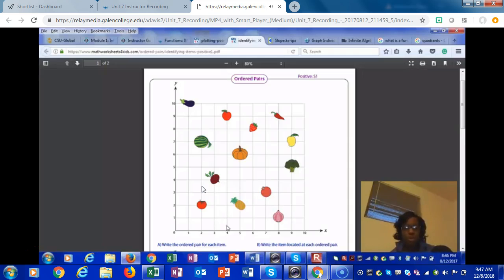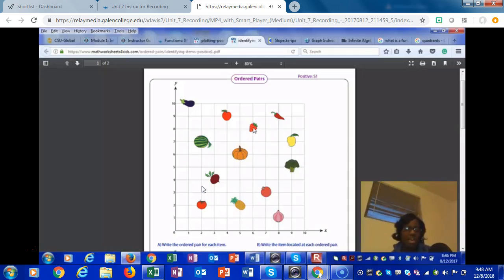Okay? For 4, it looks like that's an apple. So starting at 0, going over to 4, going up to 9. So at 4, 9 is an apple. Then we have pineapple. Starting at 0, going over to 5, going up to 2. So 5, 2 is your pineapple. Then we have a pumpkin. So starting at 0, going over to 5, going all the way up to 6 is a pumpkin.